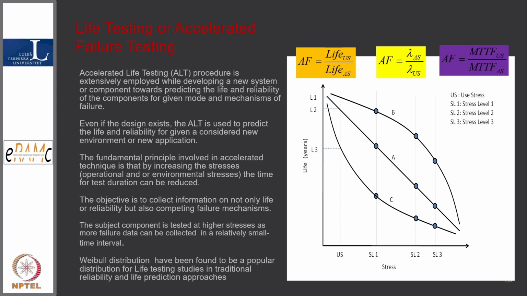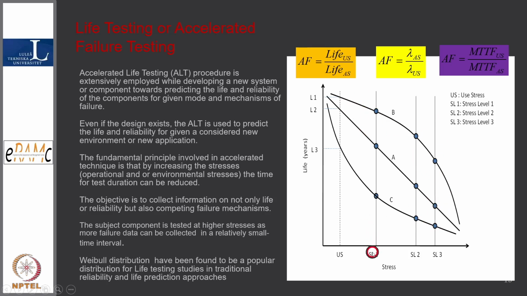So we will test the component under 3 stresses: SL1, level 1 stress, SL2, level 3 stress, and the medium stress, the use stress. So you see here we have 3 stress levels. We have tested the component and varied the stress level. This is the use stress here. So SL1, SL2 and SL3. Now we got, let us say, 3 points, and these 3 points and failures are available to us.